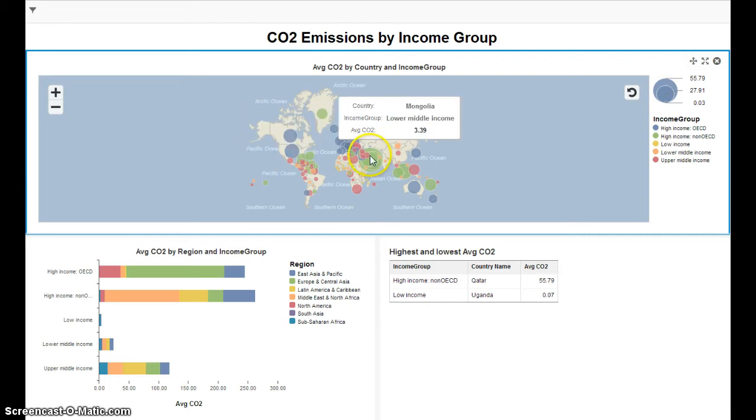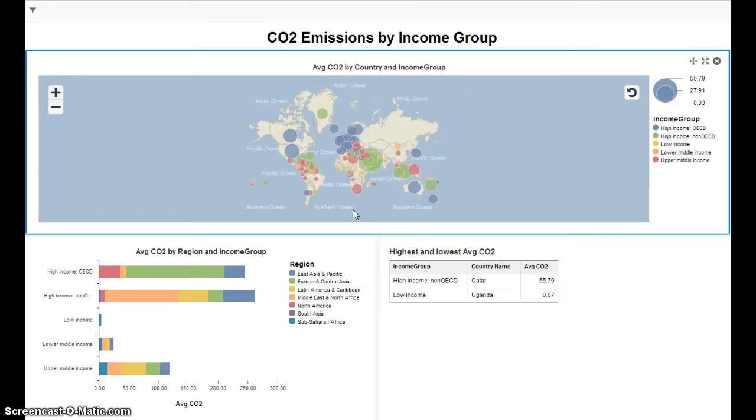Our next example is Mongolia. This country belongs in the lower to middle income group and produces an average of 3.39 metric tons of CO2 emissions. We assume that the countries with lower incomes tend to use less resources and therefore burn less fuel containing carbon.